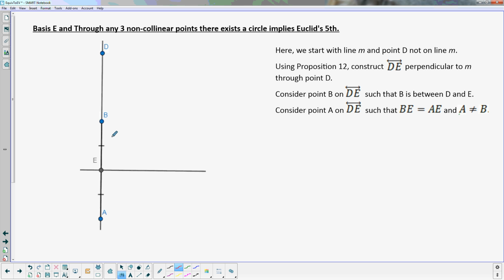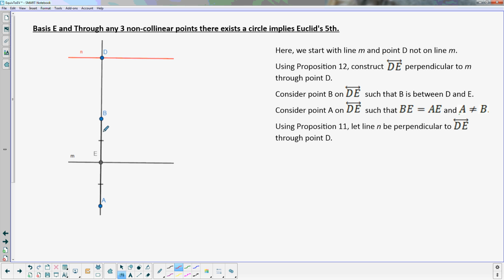The way I'm going to do that is to consider point A on line DE such that BE is equal to AE, in a way that A is not equal to B. So the only way for that to be the case is for it to be on the opposite side of line M, and I have two congruent segments here with still a right angle at point E between line DE and line M.